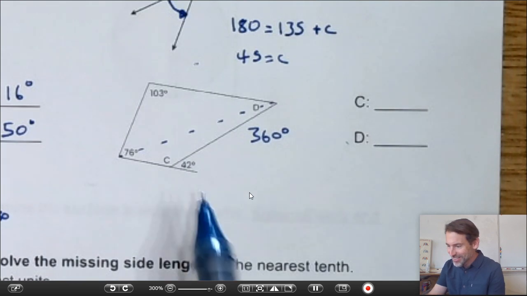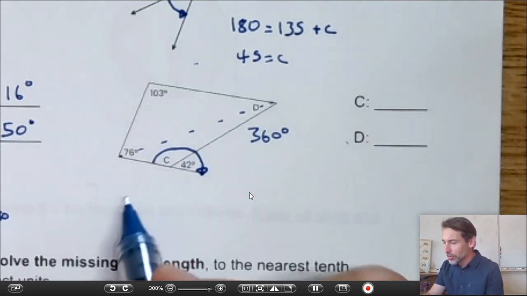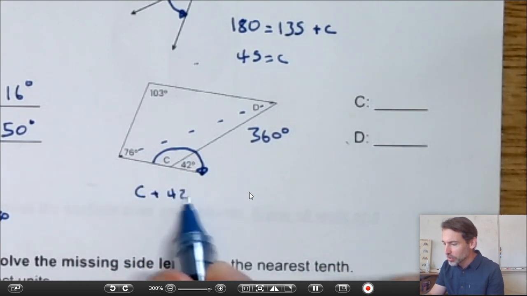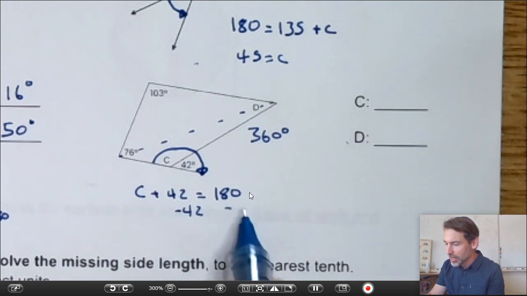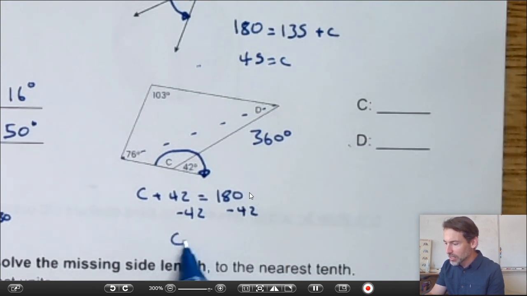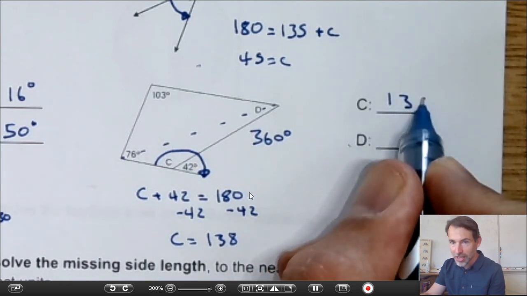Let's go. So C, we're going to get C from this straight line. So C plus 42 equals 180. Subtract 42 from both sides. Gives us C is equal to 138. So there we go, 138.